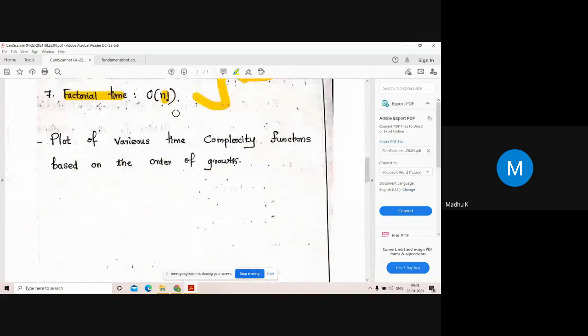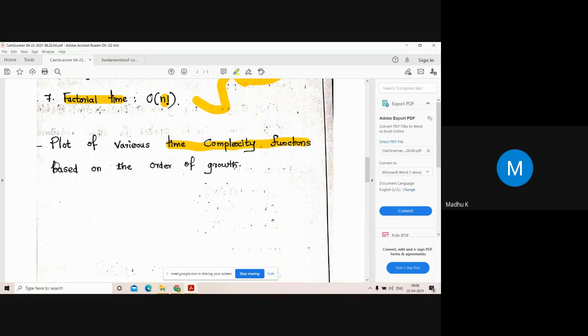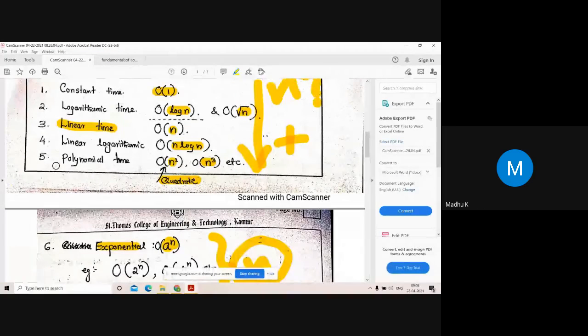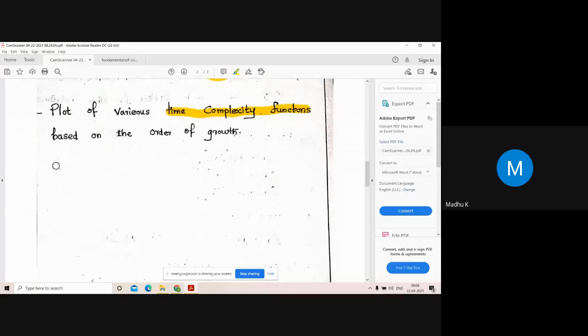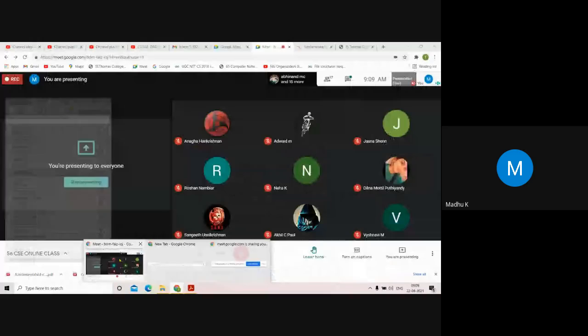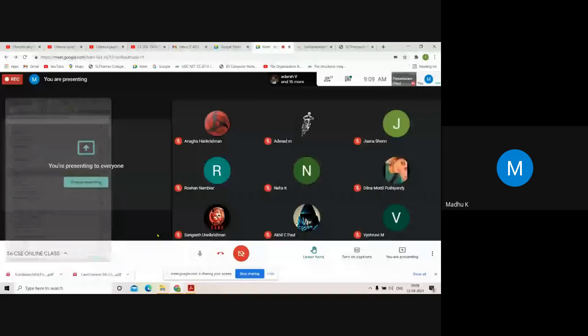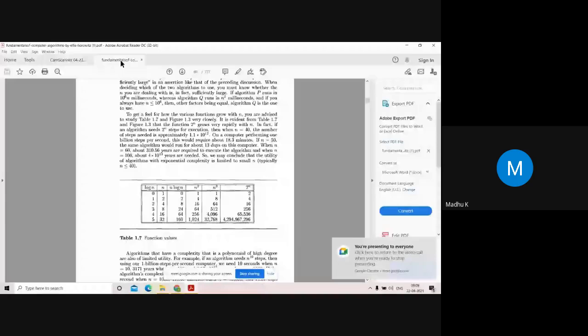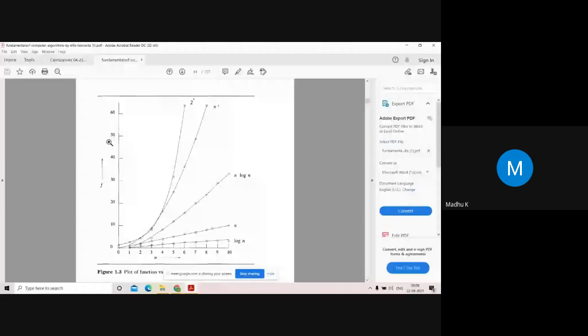Next we are going to discuss the plot of various time complexity functions based on the order of growth. In the previous part, we familiarized which complexity functions we commonly use. Next we are trying to familiarize what the order of growth of those complexity functions is. What is the order of growth of that polynomial function? It is better to express it in this way. This is the order of growth of the polynomial function.